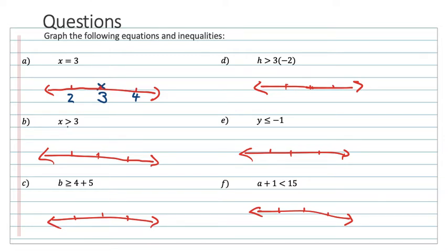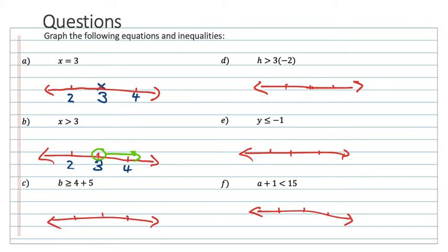Now, x is greater than 3 here. So I'm going to mark 3, 4, and 2 on the number line. Now it says greater than, so what am I going to use to draw that? Well, I'm going to draw an open circle on 3, and it's greater than, so the arrow will point to the right, and I'll leave it unshaded.